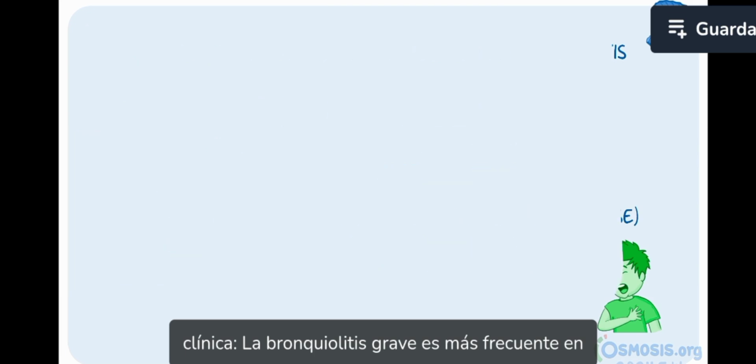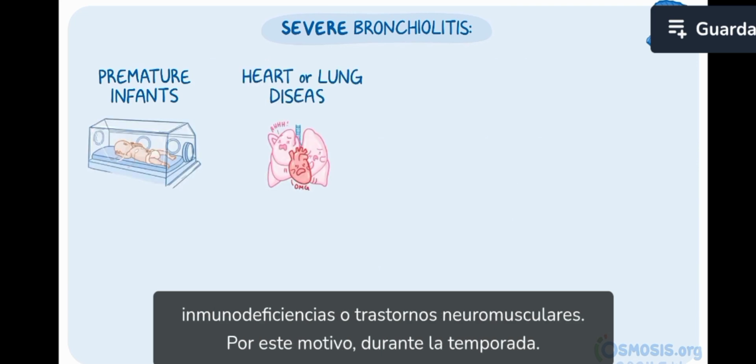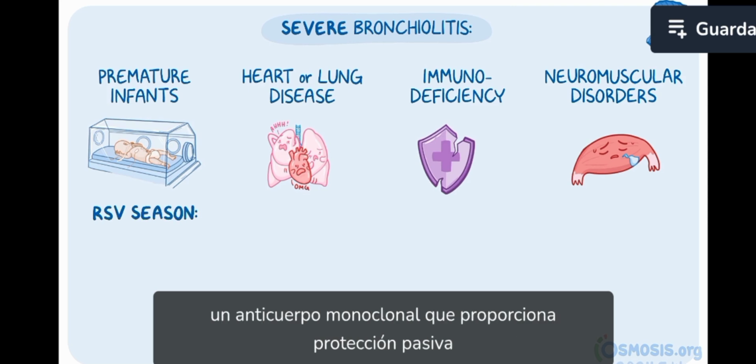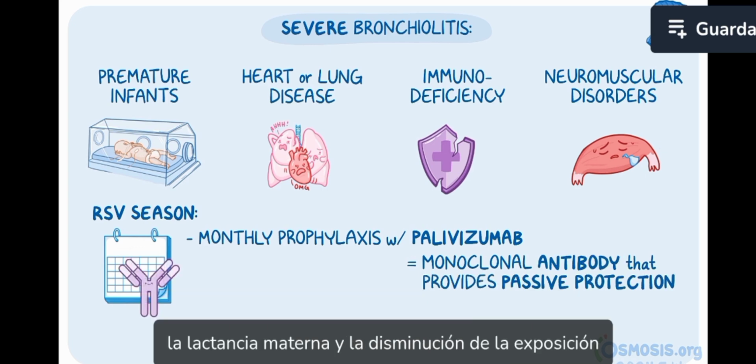And here's one last clinical pearl. Severe bronchiolitis is more commonly seen in premature infants and those with heart or lung disease, immunodeficiency, or neuromuscular disorders. For this reason, during RSV season, it's important to offer vulnerable patients monthly prophylaxis with palivizumab, a monoclonal antibody that provides passive protection against RSV.